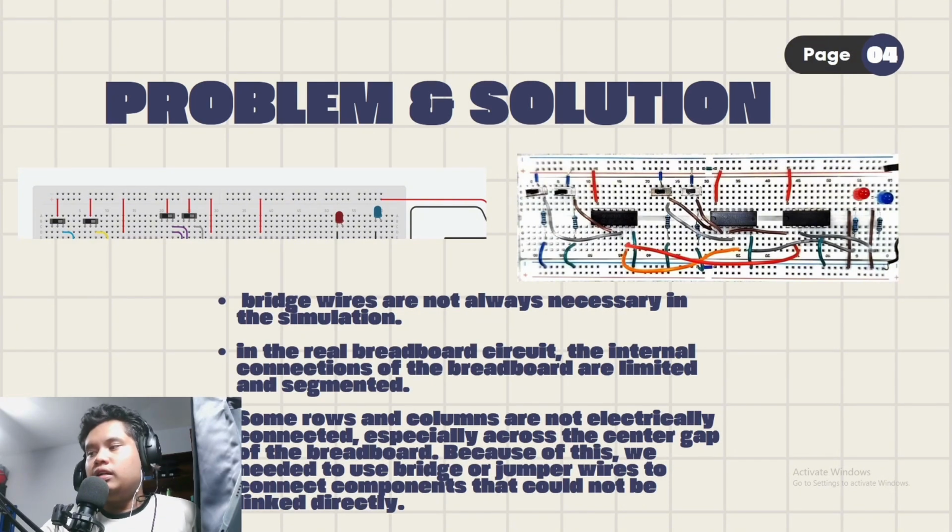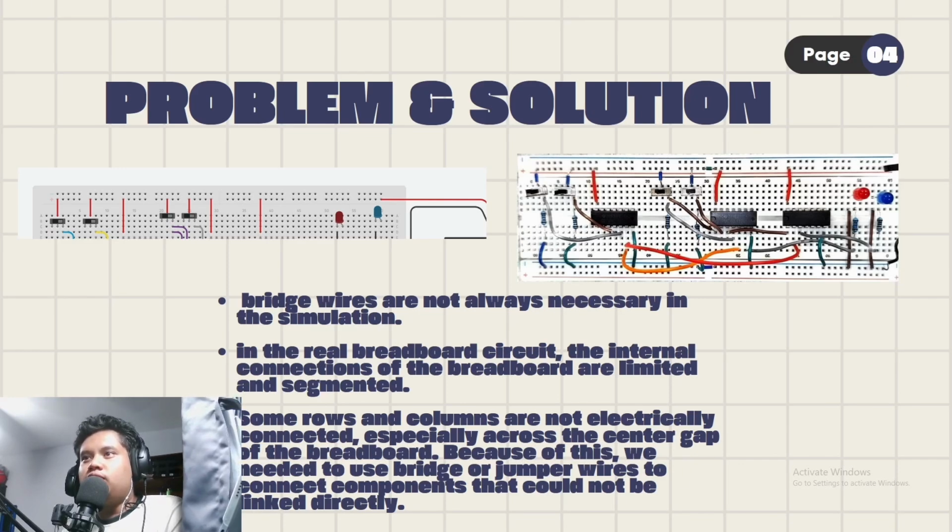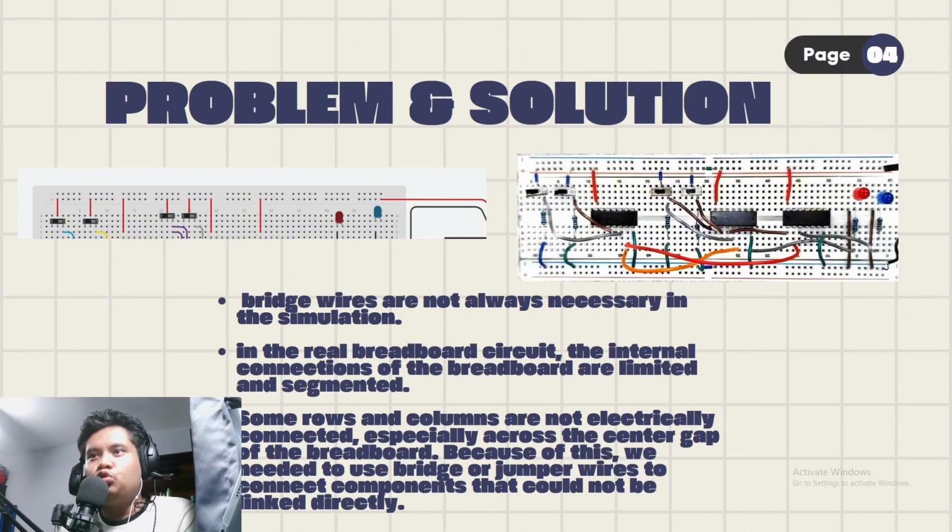Lastly, I want to talk about bridge wires. As you can see in the Tinkercad and also in the real circuit, in the upper left and also in the lower half, there aren't any bridges in the Tinkercad. Meanwhile, in the real circuit, there are some bridge wires. Why does this occur? Because bridge wires are not always necessary in the simulation. In the real breadboard circuit, the internal connections of the breadboard are limited and segmented. Some rows and columns are not electrically connected, especially across the center gap of the breadboard. Because of this, we needed to use bridge or jumper wires to connect components that could not be linked directly.